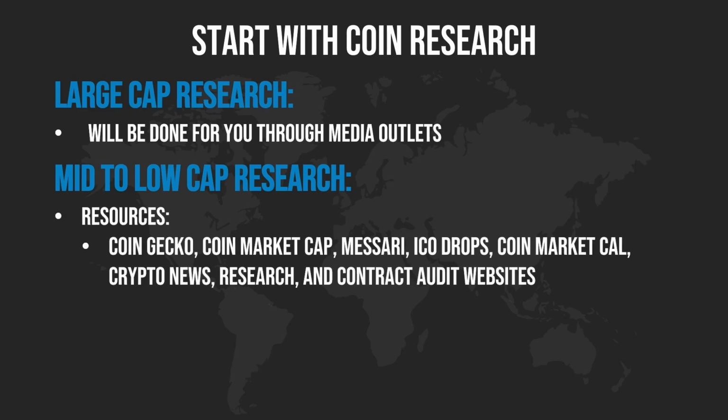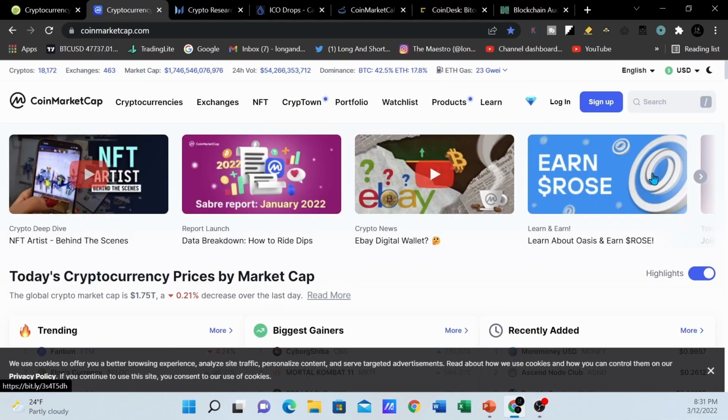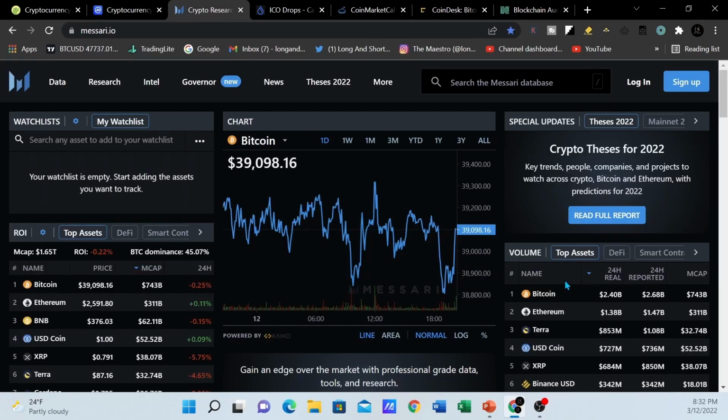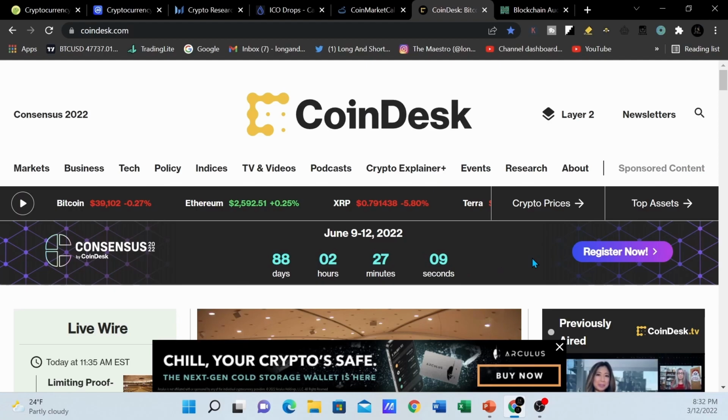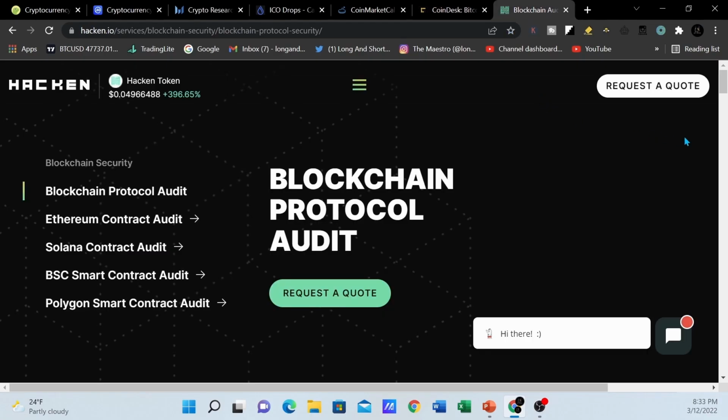Now, there are some resources that you can go to. Here's a number of them. You can go to CoinGecko, CoinMarketCap, Messari, ICO Drops, CoinMarketCal, crypto news, research websites, things of that nature, and then contract audit websites are new ones that I'm starting to research a bit as well.